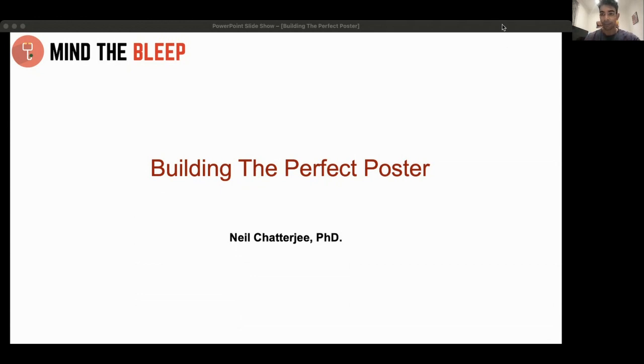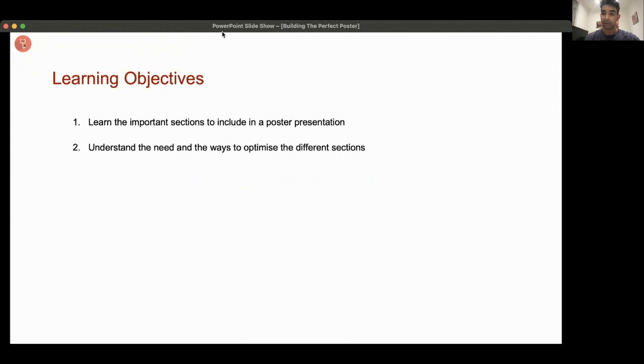So let's just look at the learning objectives first before I give you a little quiz. Learn the important sections to include in a poster presentation, which will be quite obvious to everyone. We'll go through that pretty quickly, and understand why it's important and how to optimize the different sections in the poster, because that's where people tend to go wrong, and that's why a poster can fall flat. So we're going to try not to do that today.